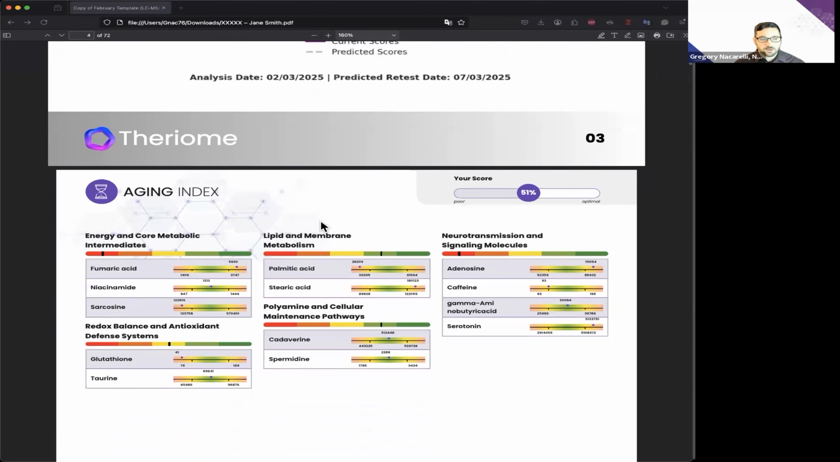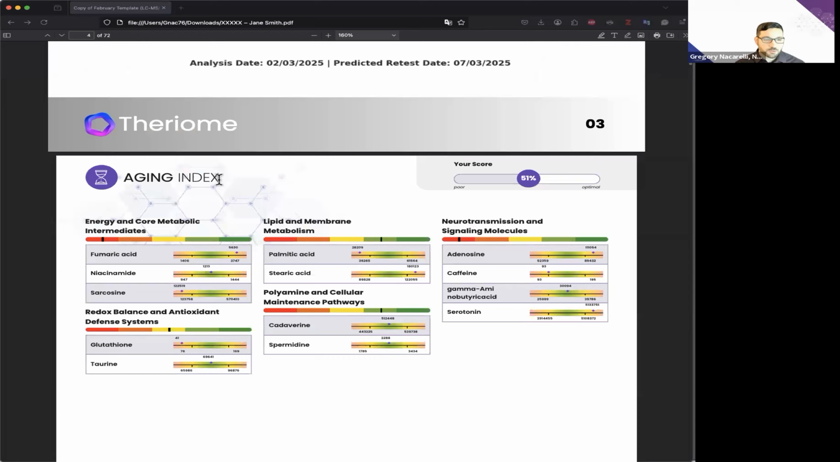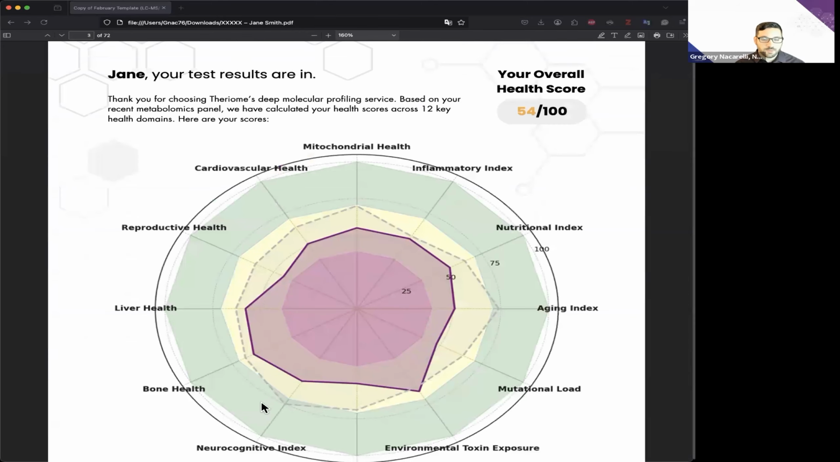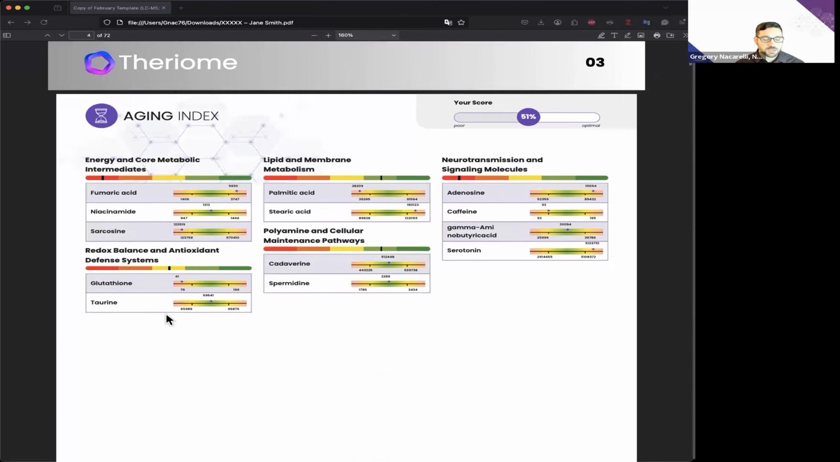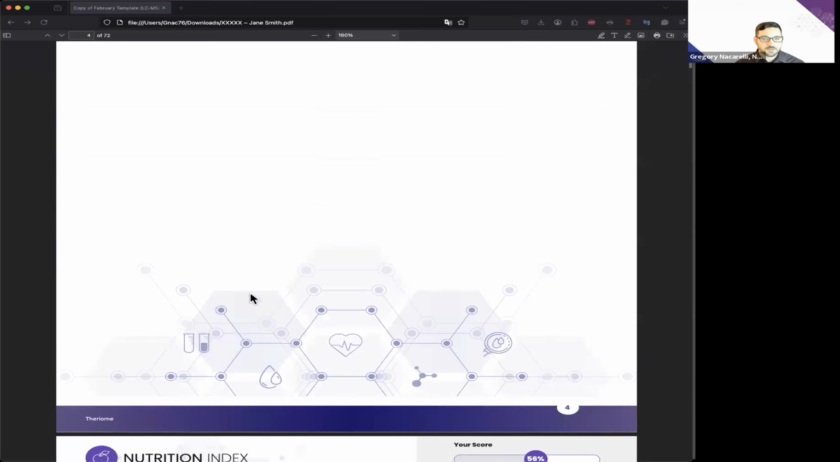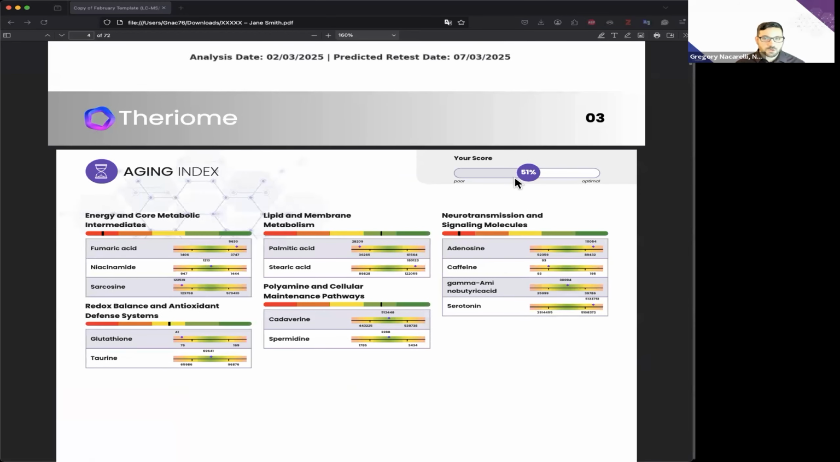The next section is looking at the super domains, which is each one of these major domains. So here's the aging index, here's the nutritional index, and you will see the corresponding score for each domain.